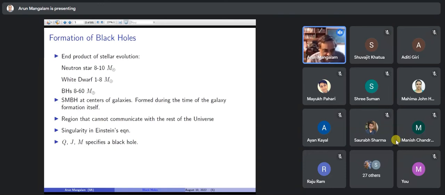So what is a black hole? It's a region that cannot communicate with the rest of the universe, in the sense that you can't get any information from the inside of the black hole to the outside. And it represents a singularity in Einstein's equation. There are only three numbers that specify a black hole: the charge, the angular momentum, and the mass. So this uniquely specifies a black hole. Okay.